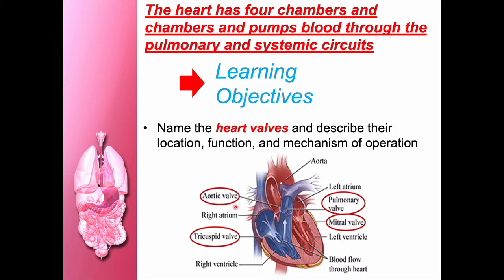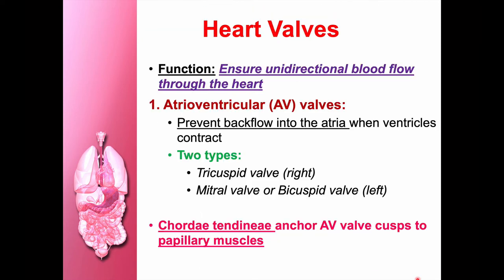Okay. So the valve between the right atrium and ventricle is called the tricuspid valve. The valve between the left atrium and left ventricle is called the mitral valve. Here if you see, this mitral valve is called the left atrioventricular valve. Okay. And here you have the pulmonary valve and the aortic valve, that is opening into the aorta and the pulmonary trunk. Okay. So we will discuss that.